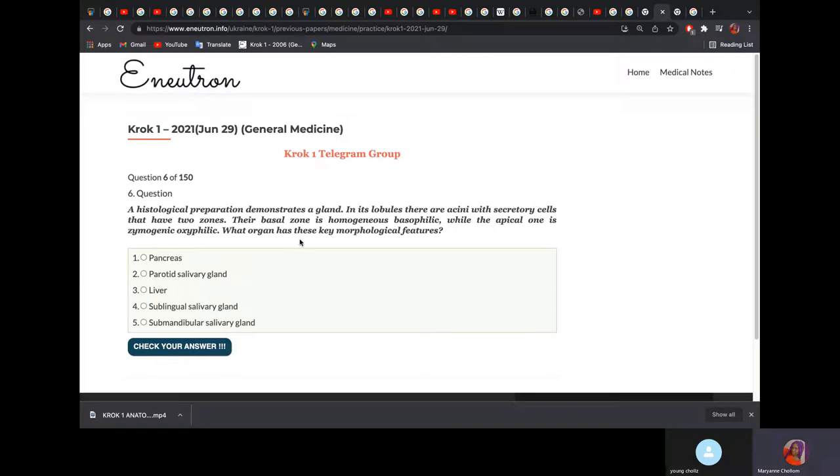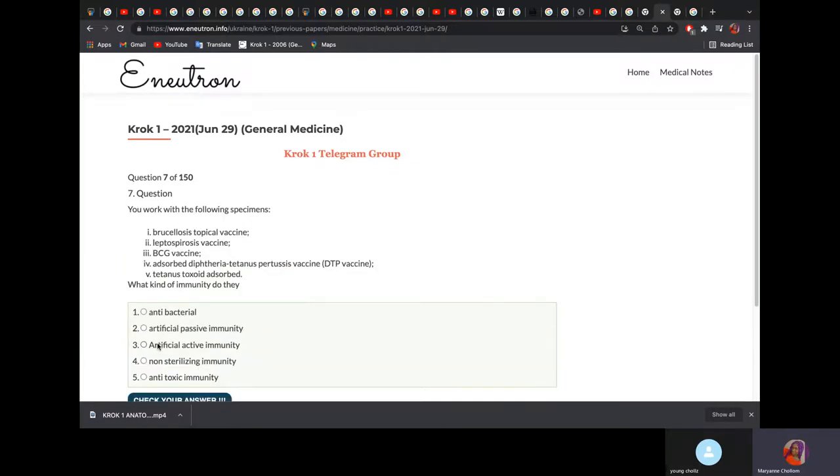A histological preparation demonstrates a gland. In its lobules, there are acinar secretory cells that have two zones. The basal zone is homogeneous basophilic, while the apical one is zymogenic eosinophilic. What organ has these morphological features? We know it's not any of the salivary glands, because the parotid gland is serous, the sublingual gland is mucous, and the submandibular gland is mixed. However, if you watch the lecture and the video I referred to, you'll know that the pancreas stores enzymes in the inactive form called zymogen. So what are you thinking? Of course, the pancreas. Not really because of the acini, but because of the zymogenic eosinophilic structure they saw.